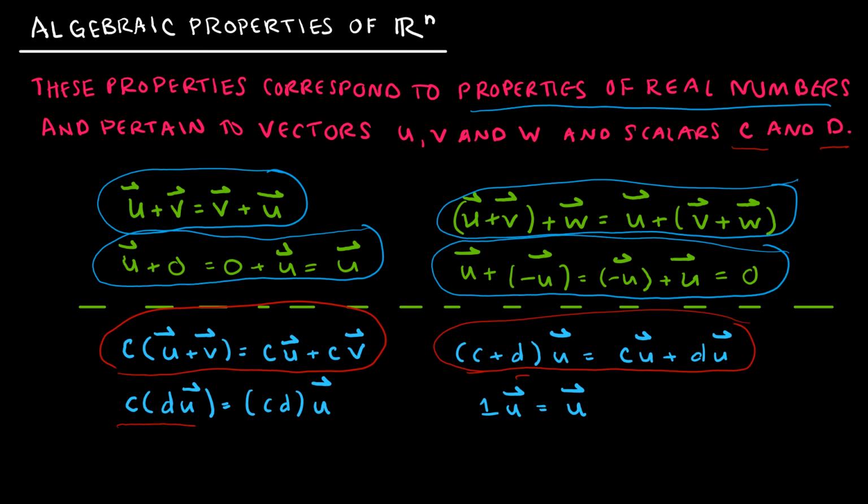Same thing here. I'm multiplying instead of adding, but I've got C, which is a scalar, times D, which is a scalar, times U, which is a vector. So I can either multiply one scalar times the vector and then multiply by the other scalar, or just multiply the two scalars together first. And then, of course, this is the identity property for multiplication. If you take something times 1, you're going to end up at the same vector.